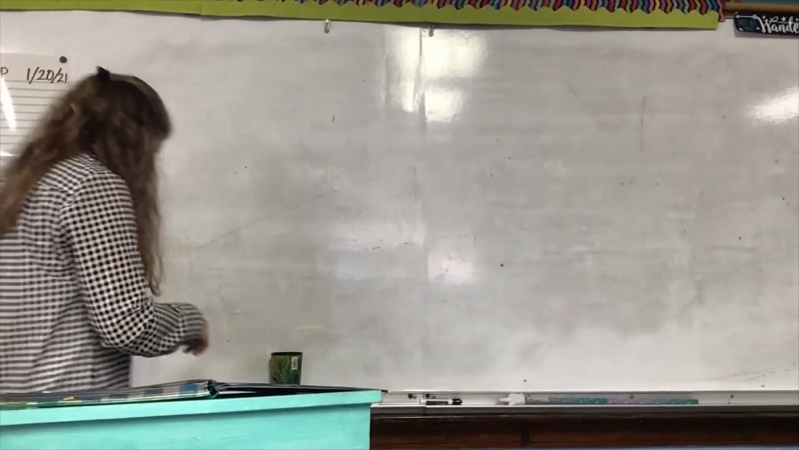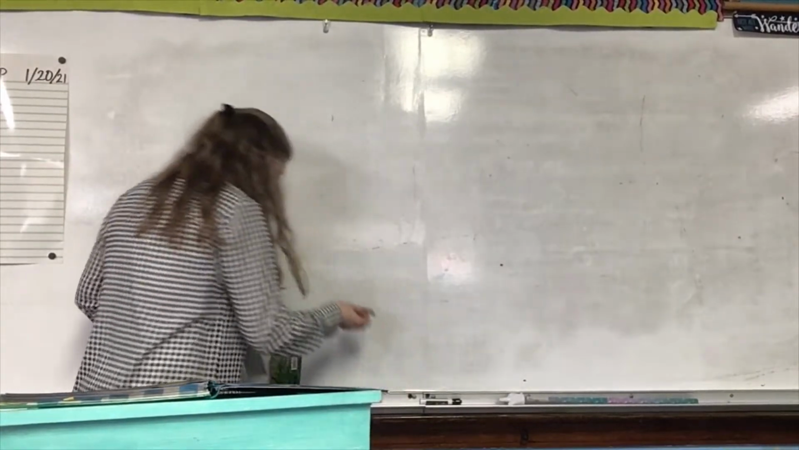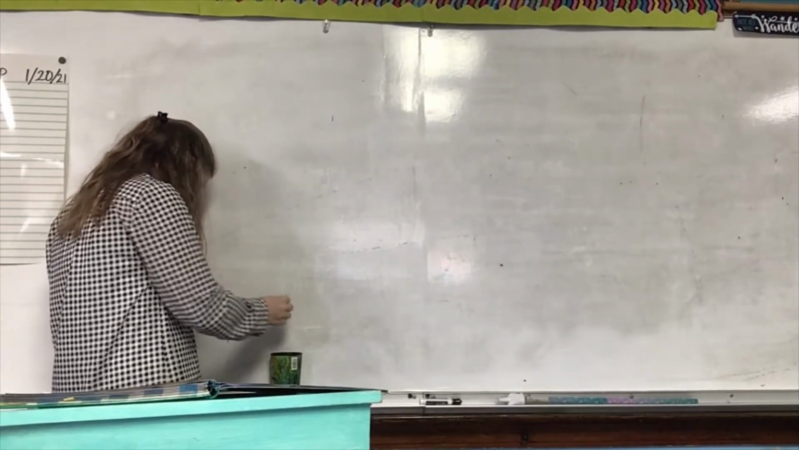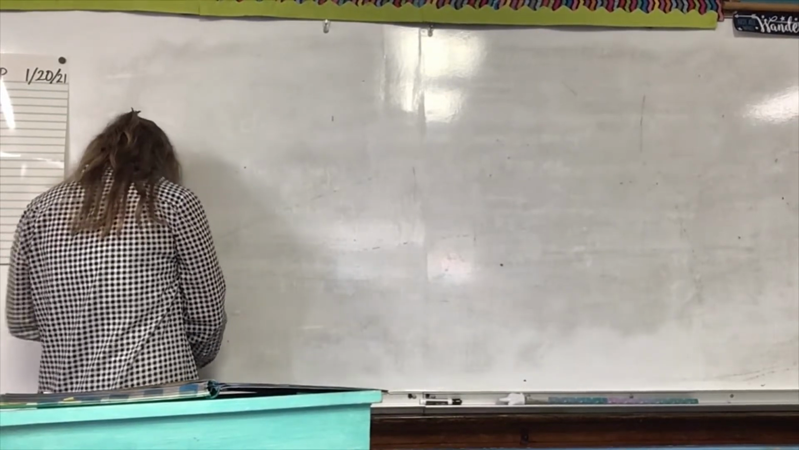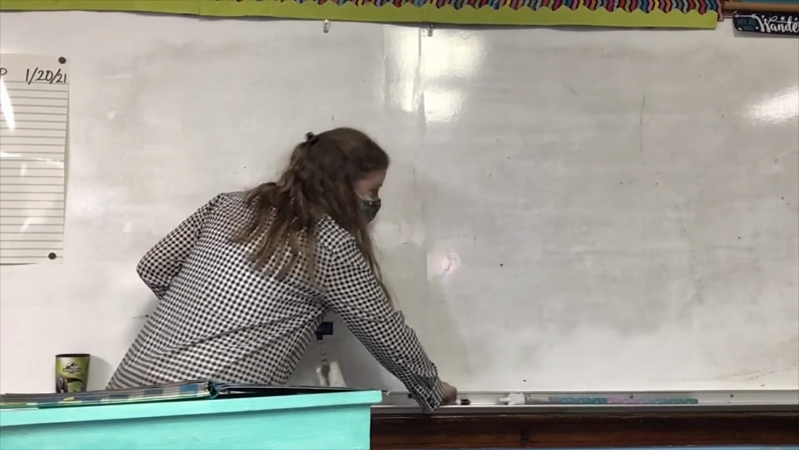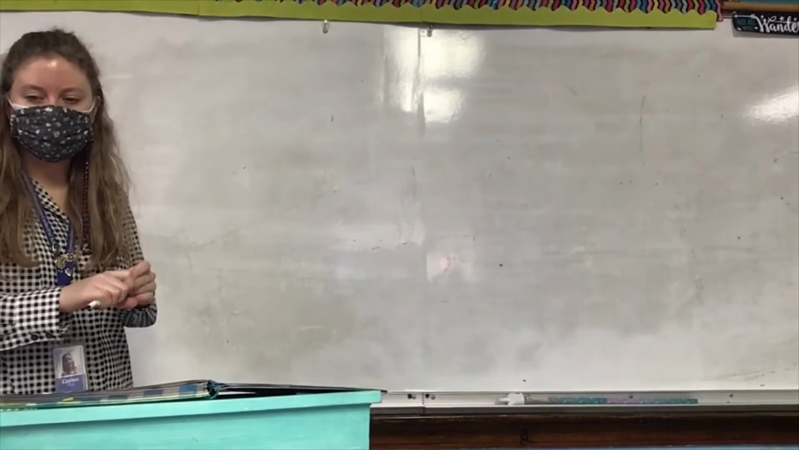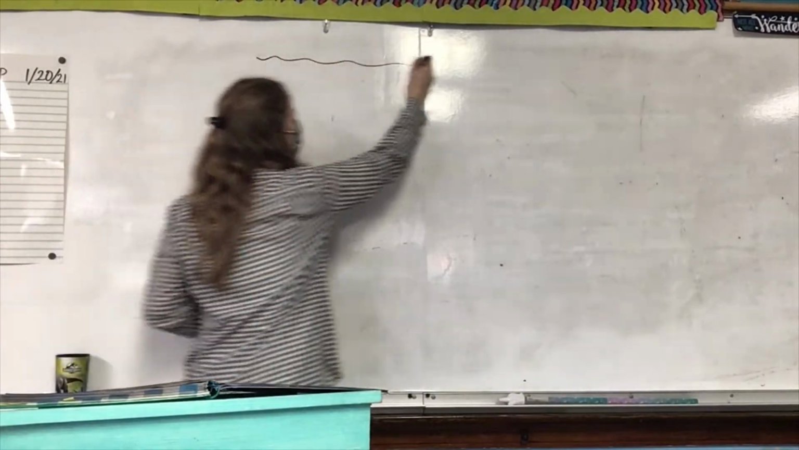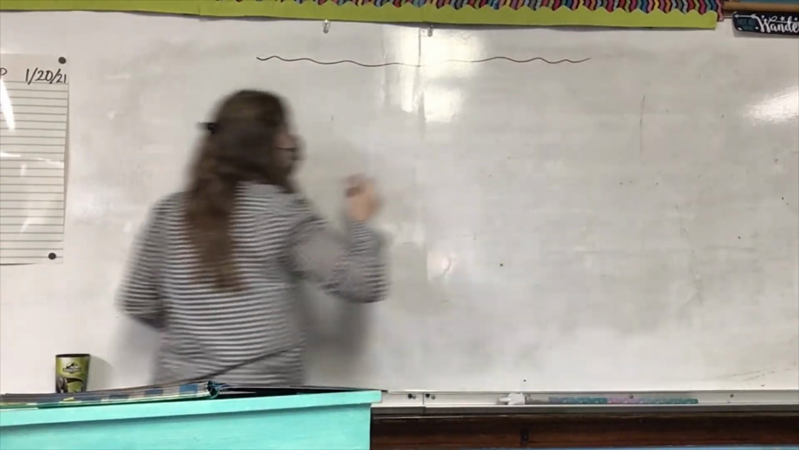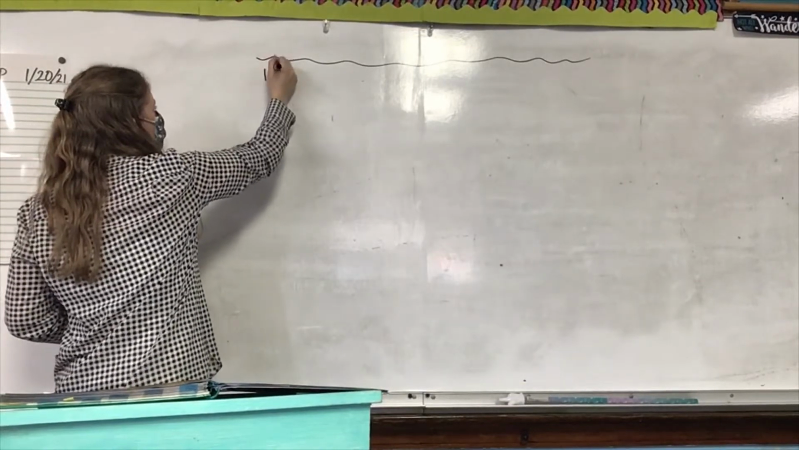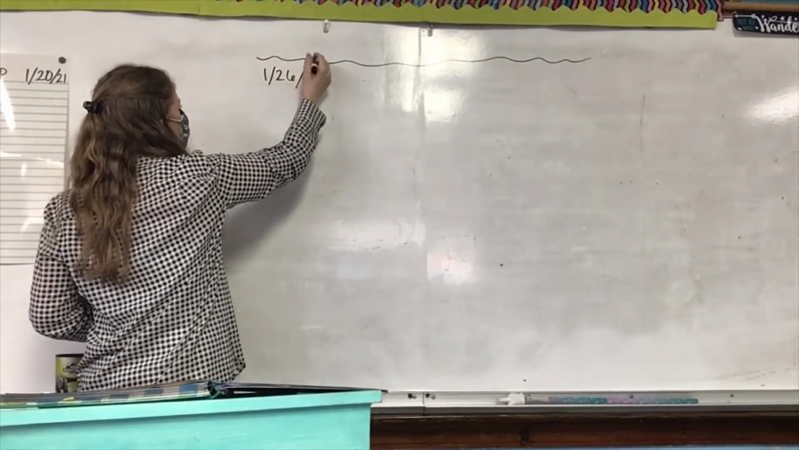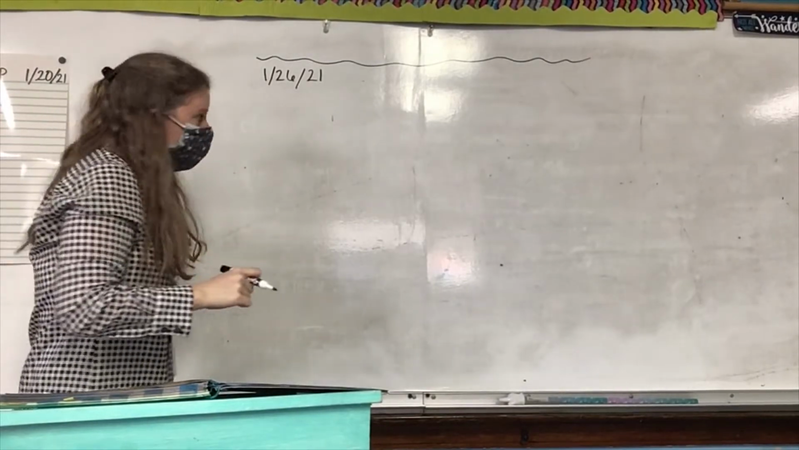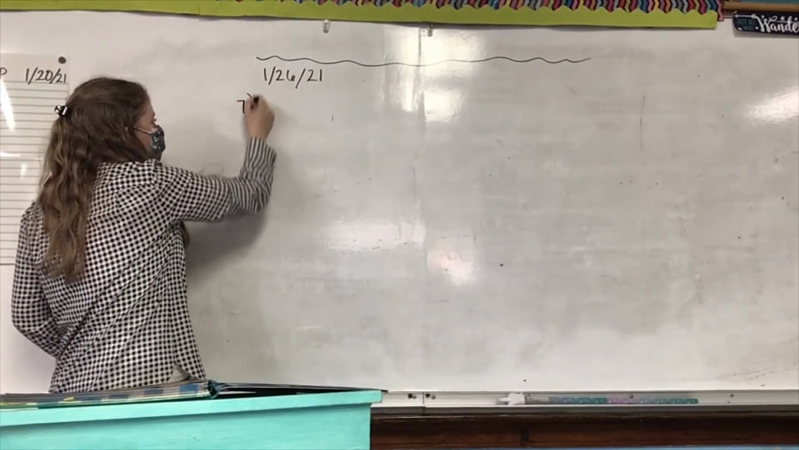So you should be open to the friend or foe vocab. Draw a squiggly line underneath the notes about author's purpose. And then write today's date, January 26th, 2021. And then we're going to start with number 7.